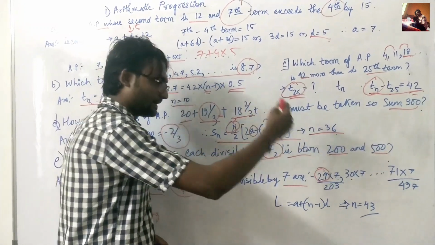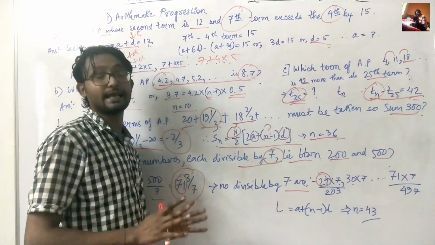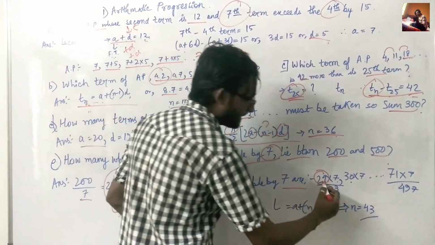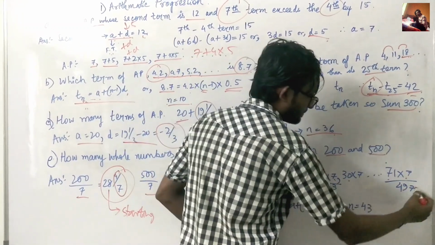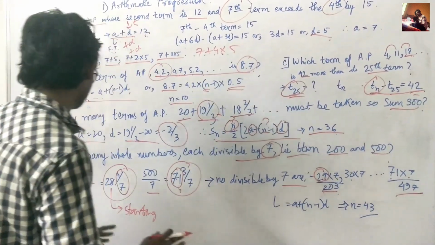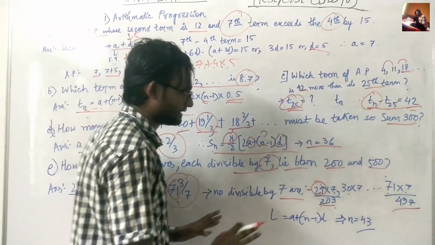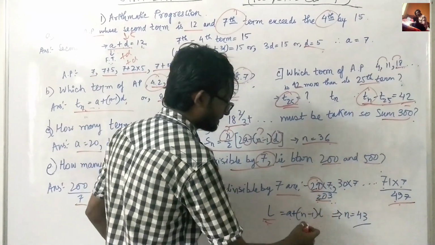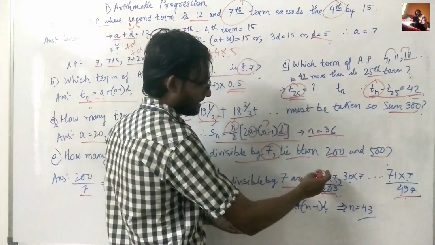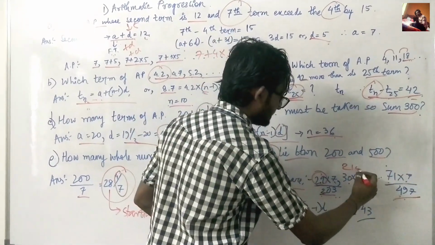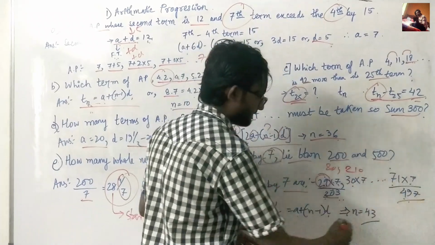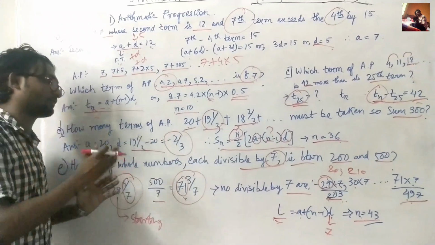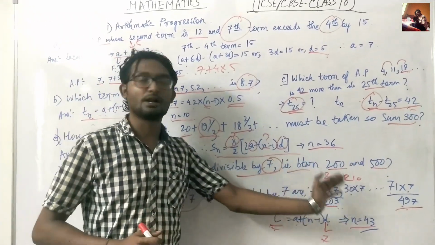Why into 7? Because we are multiplying these numbers by 7 so that we can make them divisible by 7. So 29 into 7 will come 203, and 71 into 7 will come 497. Now we have to find how many numbers there are. This is the last term 497, we will put it over here. This is the first term 203. What is happening is 210 over here and 203, so the difference is 7, because we are multiplying with 7, so D is 7. So from here we will get n equal to 43. So there are 43 whole numbers, each divisible by 7, between 200 and 500.